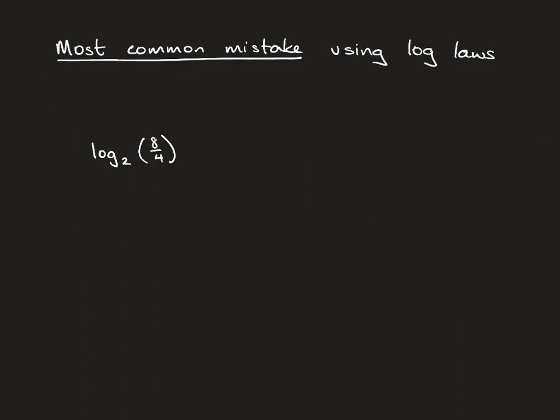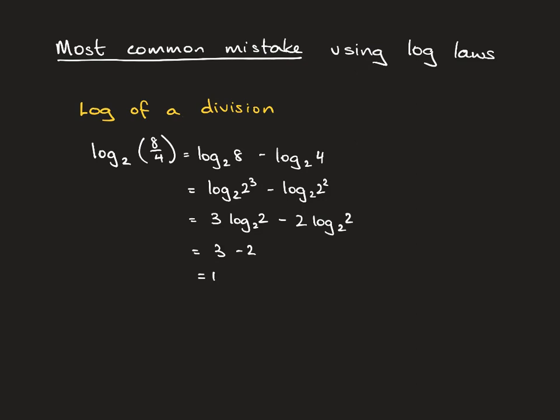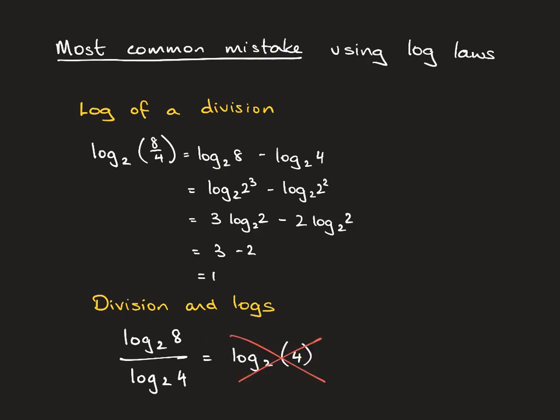The most common mistake that people make using log laws has to do with the log of a division. It's not so much the mistake they make when they do the log of a division, but what goes on in their head when they see a division and a log together. Most frequently it's something that looks like this, where they have a division of a log, so log divided by log, rather than log of a division. And so they apply the log law that we've applied here to this expression, and they'll write log to the base 2 of 4, because 8 minus 4 is 4, which is completely incorrect. What you actually need to do is simplify the top line and simplify the bottom line.